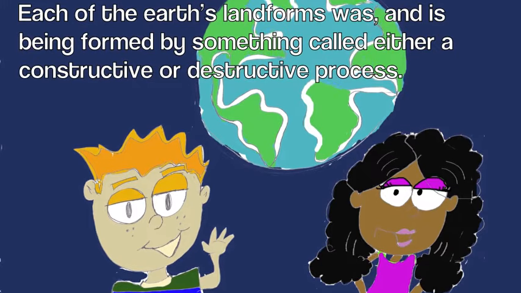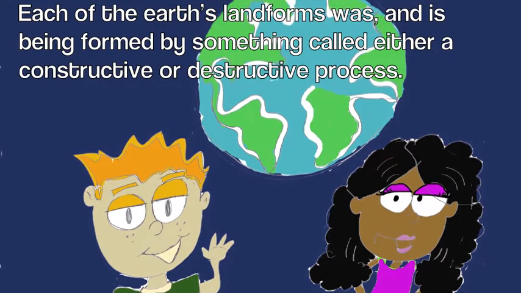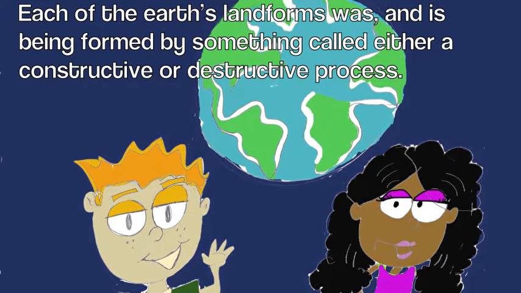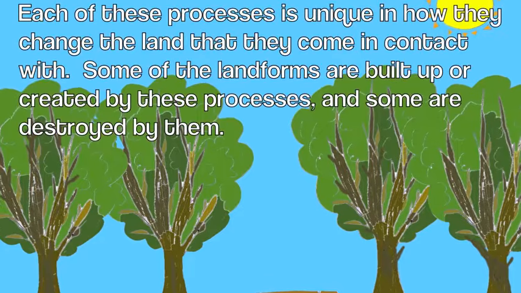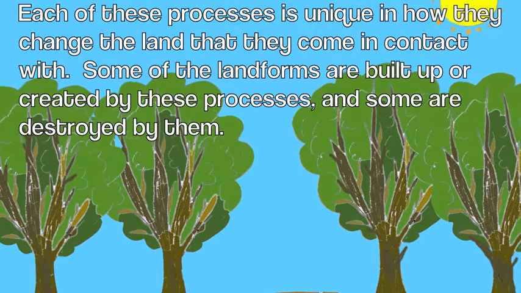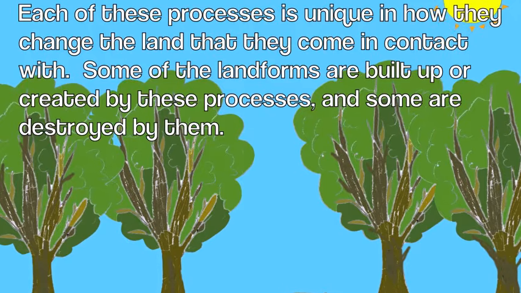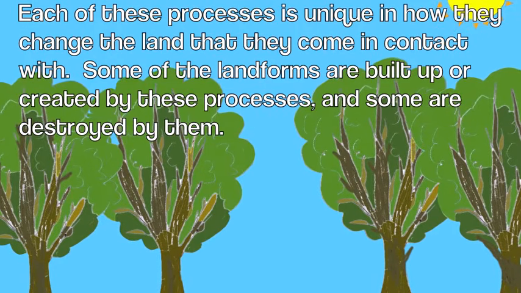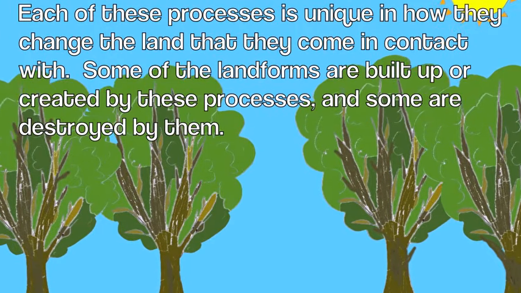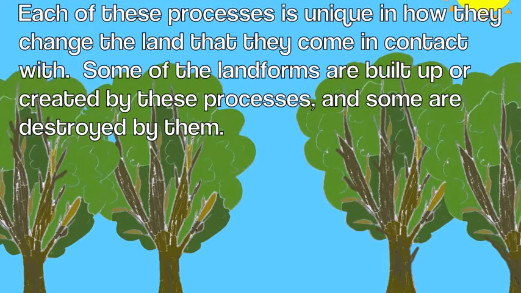Each of the Earth's landforms was and is being formed by something called either a constructive or destructive process. Each of these processes is unique in how they change the land that they come in contact with. Some of the landforms are built up or created by these processes, and some are destroyed by them.